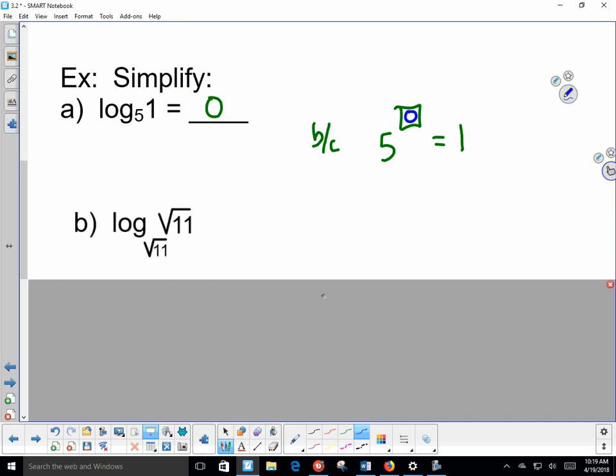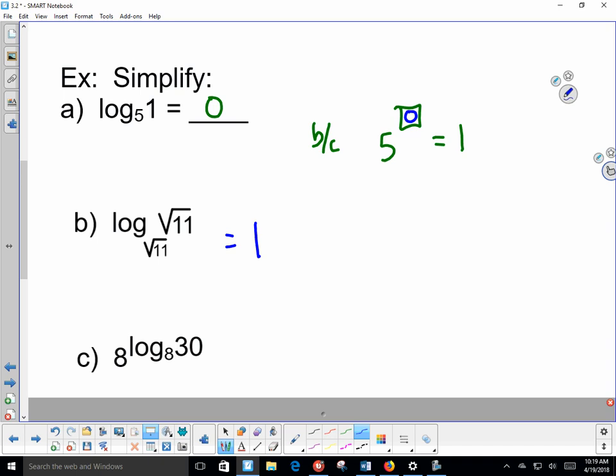How about this one? What's log to the base square root of 11 of square root of 11? Is that going to equal 1? Do people agree? Sure. The square root of 11 raised to the first is equal to square root of 11. How about this one? 8 raised to the log to the base 8 of 30 is going to equal what? 30? Yeah, that one's just equal to 30.